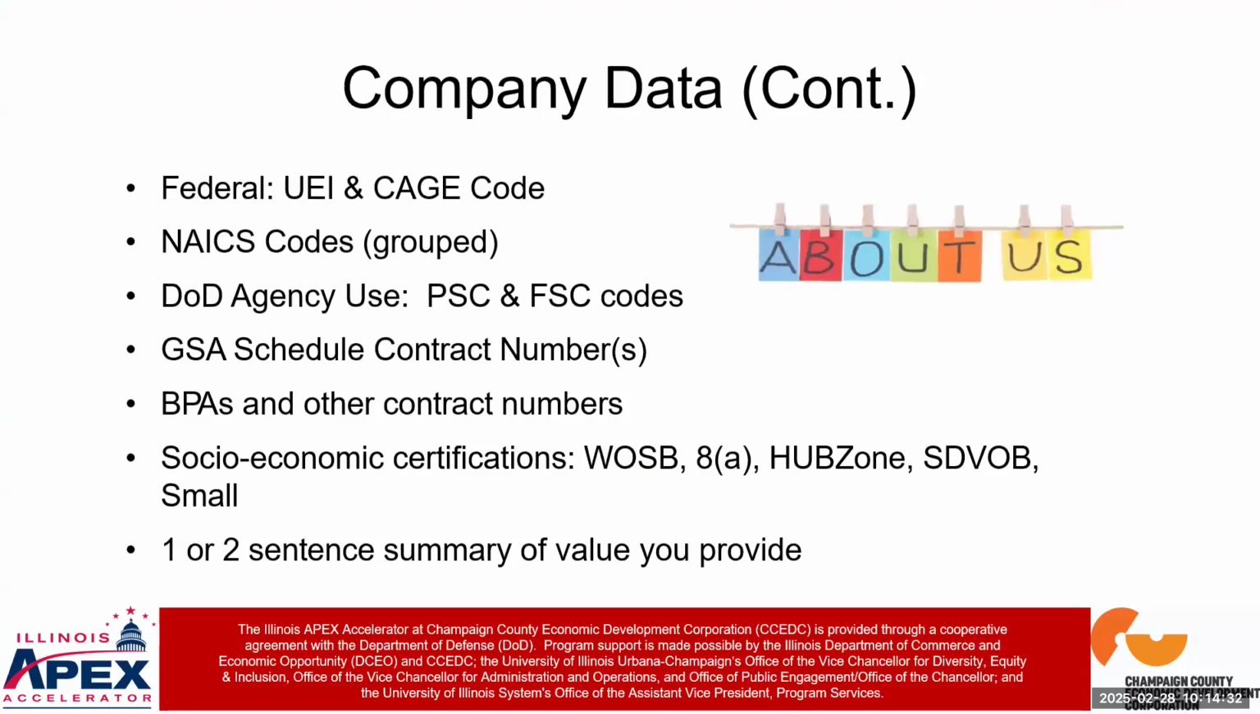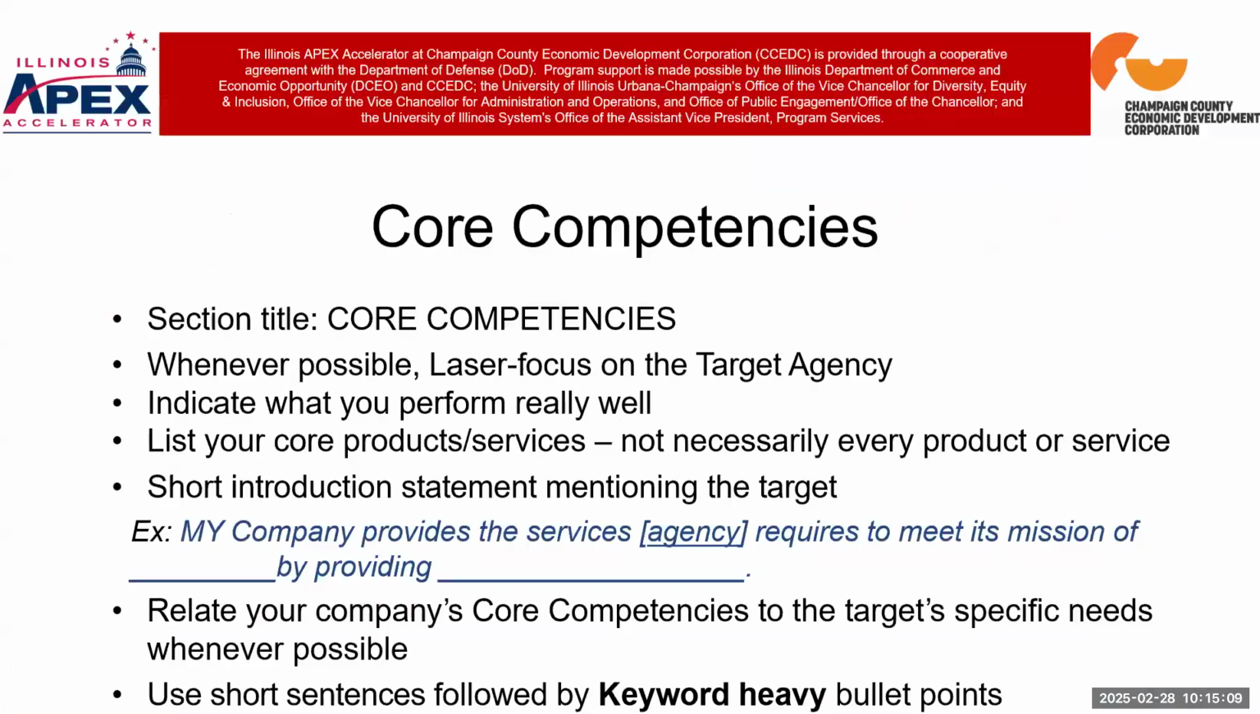Company data also is your UEI, your CAGE code, NAICS codes again. If you are working with the Department of Defense, maybe you have product service codes and federal supply codes. Your GSA schedule, if you have one, or other blanket purchase agreements that you have in place that someone that looks at your statement might be able to buy off of. Also, if you have socioeconomic certifications, the Woman Owned Small Business, Service Disabled Veterans, that's where you would indicate that information as well. And then a 1 to 2 sentence summary of the value you provide.